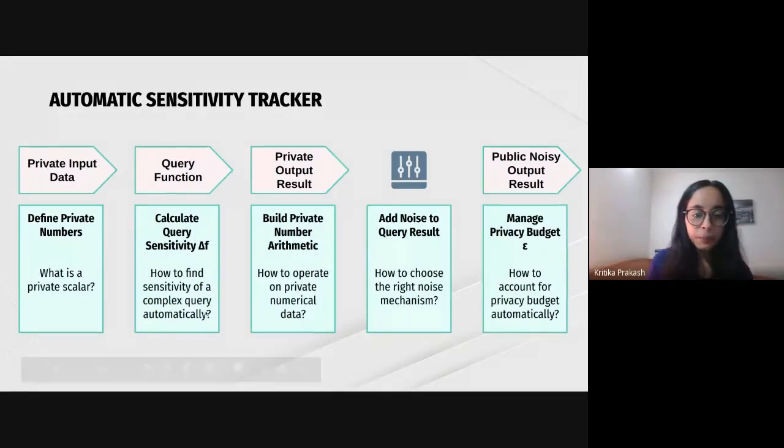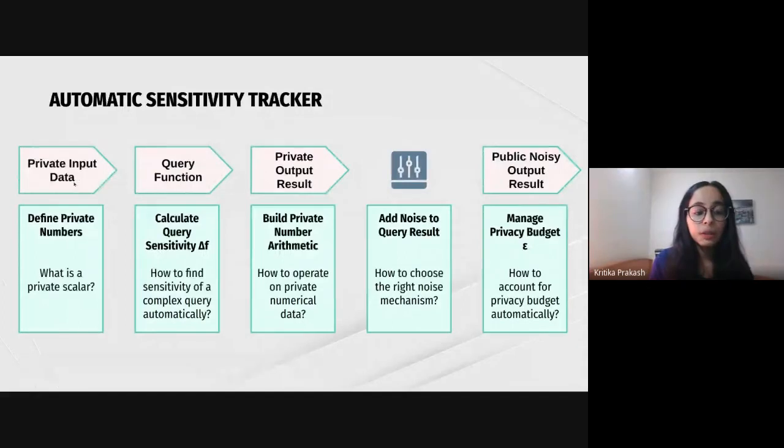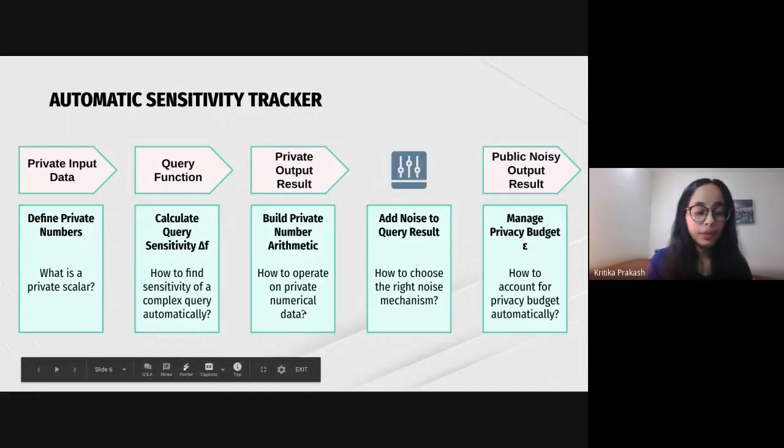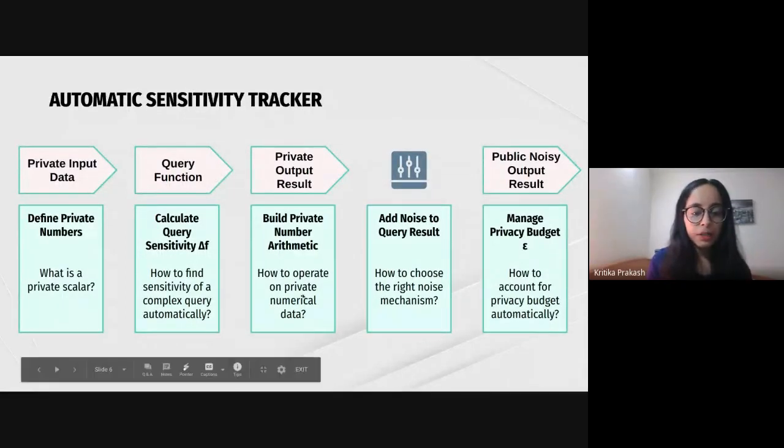And the third part is if you have to run a query on some data, then you need to know how to operate on private data. So how to possibly add two private numbers, multiply two private numbers, or all sorts of other numerical operations. So we have to build an arithmetic around that.